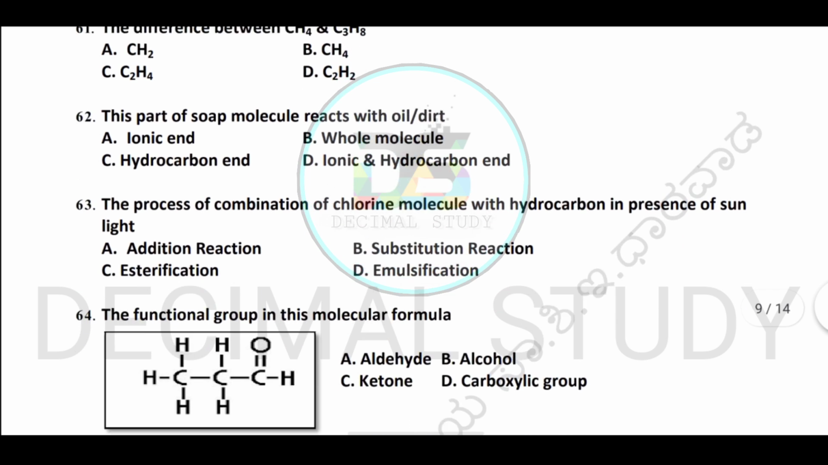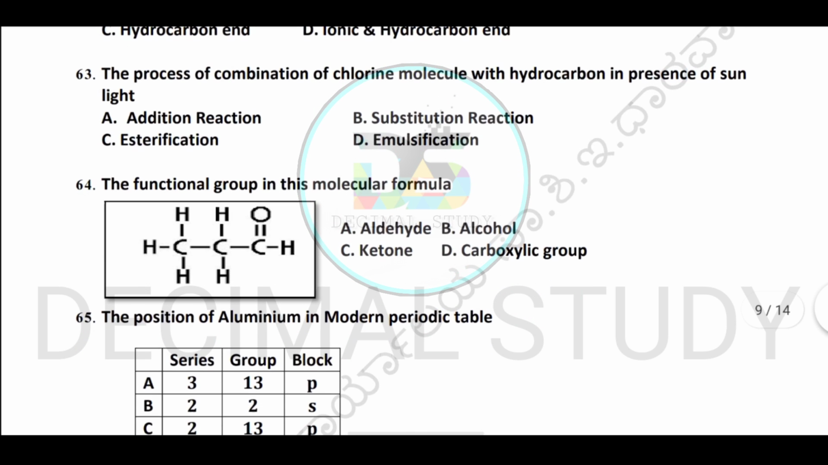Question number 63. The process of combination of chlorine molecule with a hydrocarbon in presence of sunlight. Options are: addition reaction, substitution reaction, esterification, emulsification. The right answer is substitution reaction.